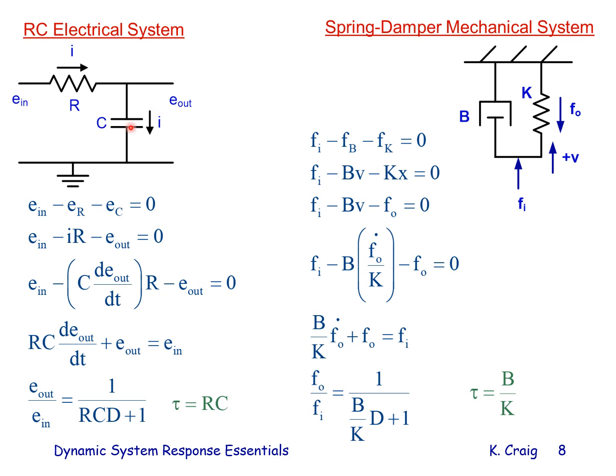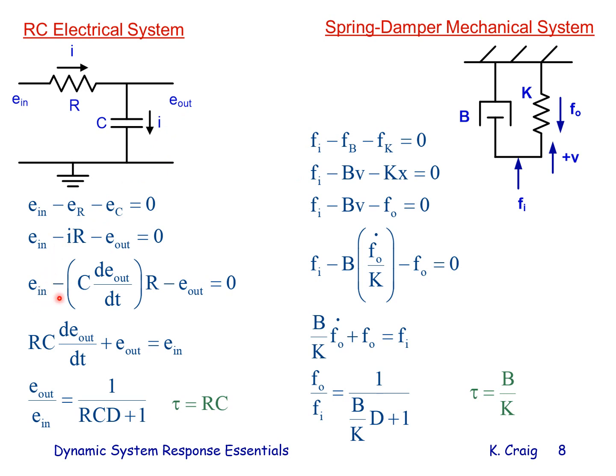Using Kirchhoff's voltage rule, the sum of the voltage drops around the closed path equals 0. E in minus the voltage drop across the resistor, minus the voltage drop across the capacitor equals 0. E in minus the voltage drop across the resistor, which is IR. The voltage drop across the capacitor we define as E out.